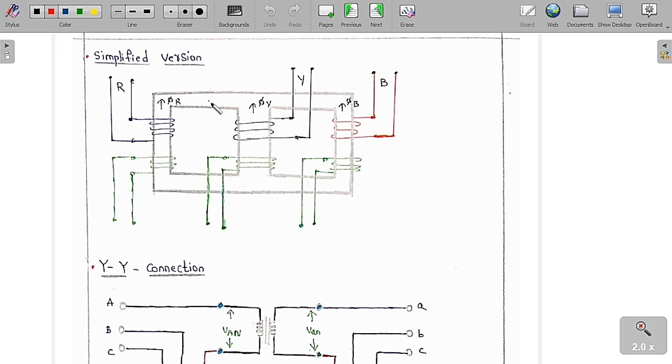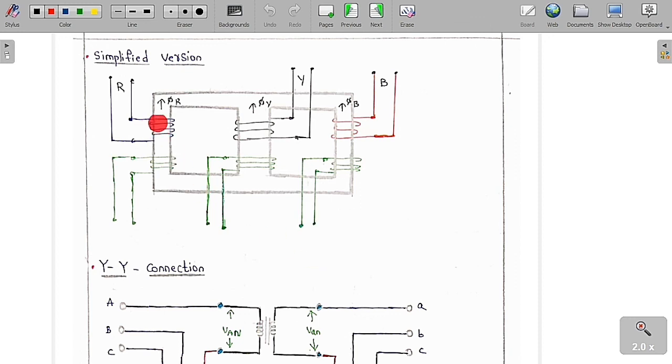You can see clearly now there are 3 limbs, and each has a primary winding and its secondary winding. Here we are going to give the supply, and here we are going to connect to a load, whichever 3 phase load we can connect.